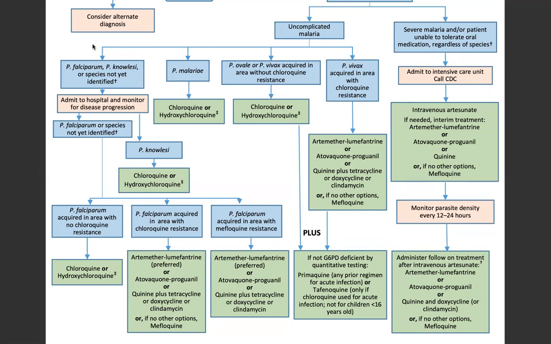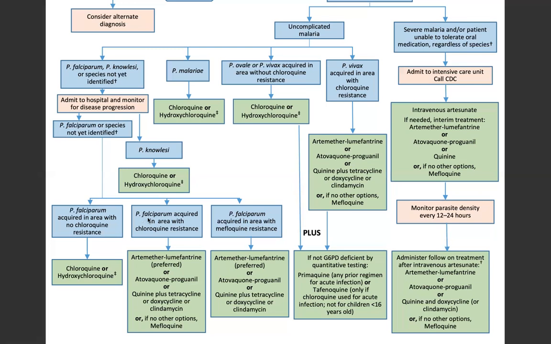Now, the most important, most challenging one is Plasmodium falciparum species or a species which is not identified. Admit the patient to the hospital and test for the Plasmodium species. Now, there are three categories. If the Plasmodium falciparum was acquired in an area with no chloroquine resistance, give chloroquine or hydroxychloroquine.